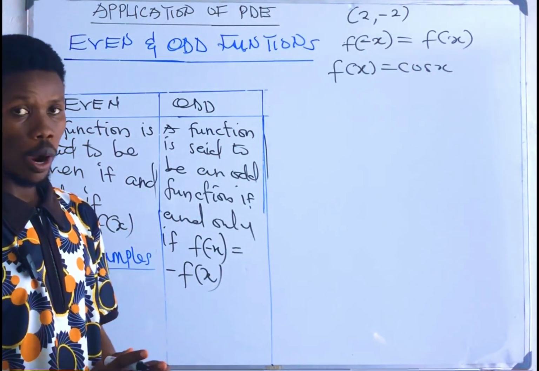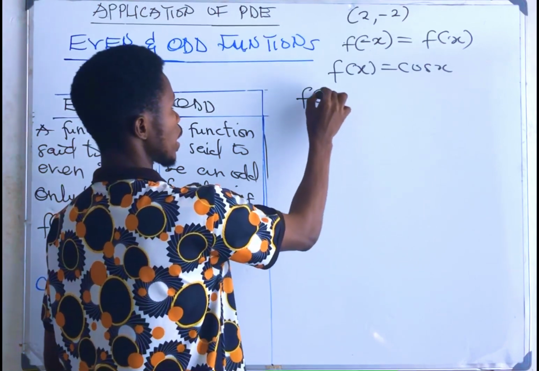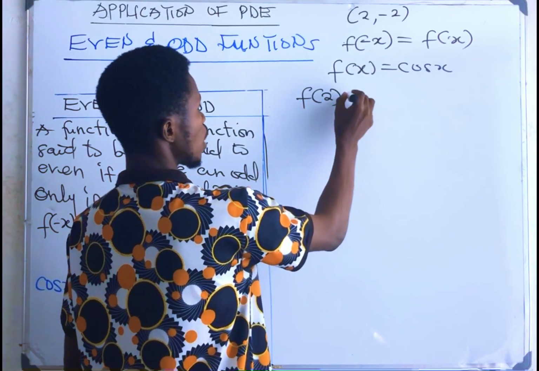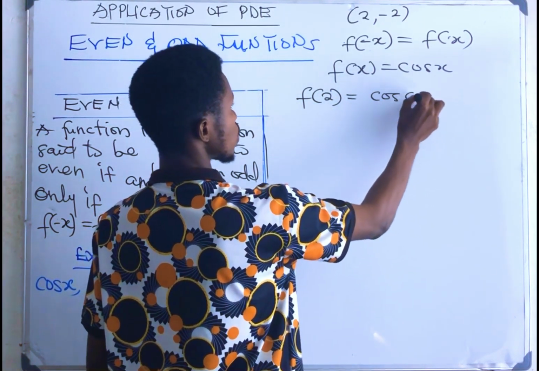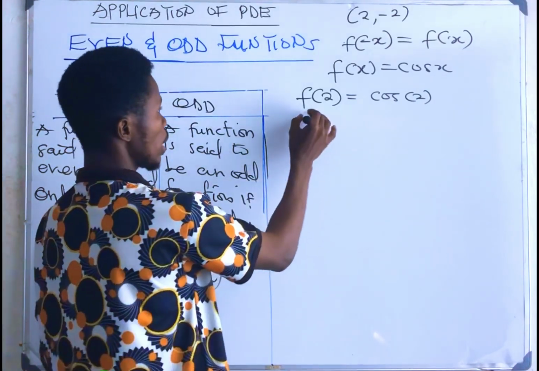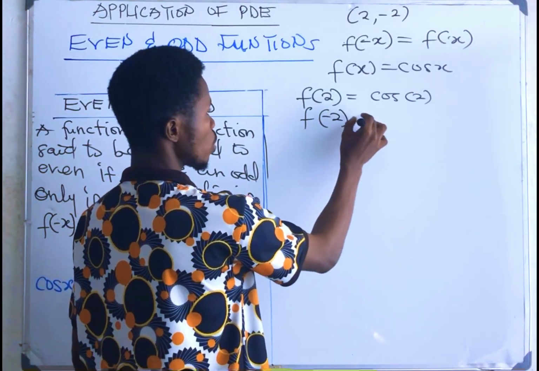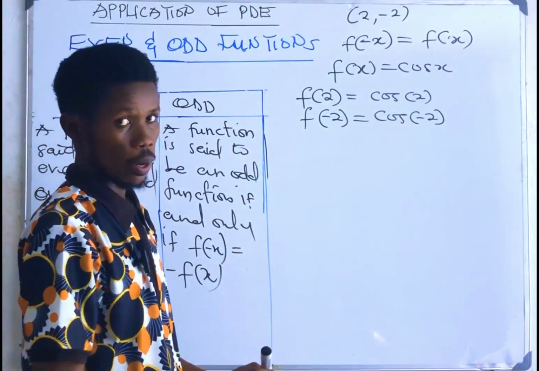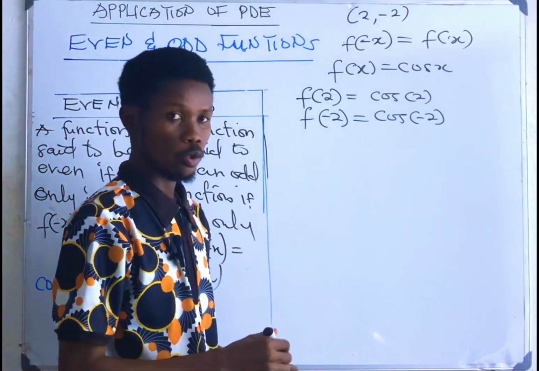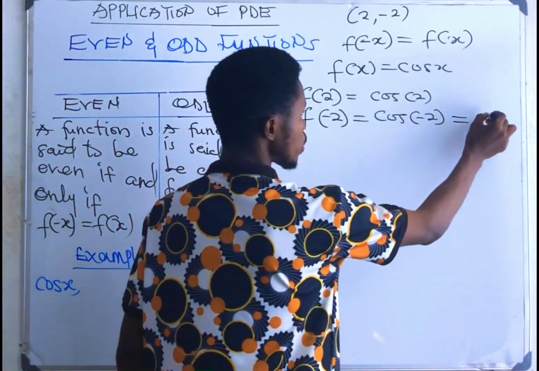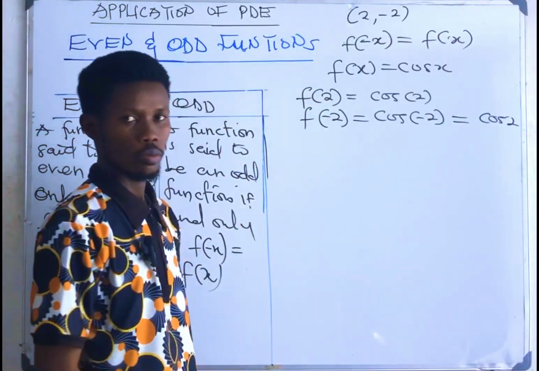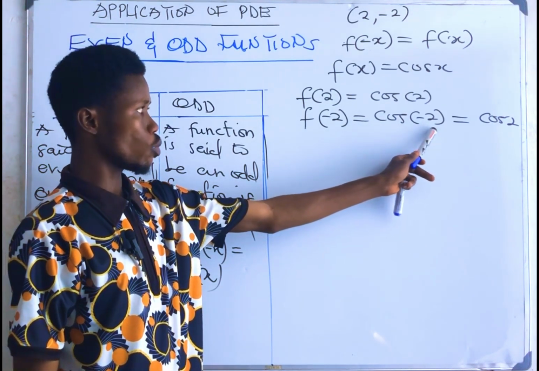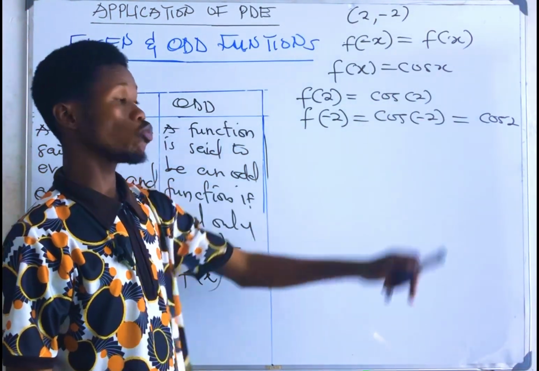So let's test why we are saying that. If I take f at, let me start with positive 2, I'll get cos 2. If I take f at negative 2, I'll also get cos negative 2. But if you remember your trigonometry very well, cos negative 2 is the same as cos 2. You can use a calculator and punch cos negative 2; the answer you will get will be the same as cos 2.